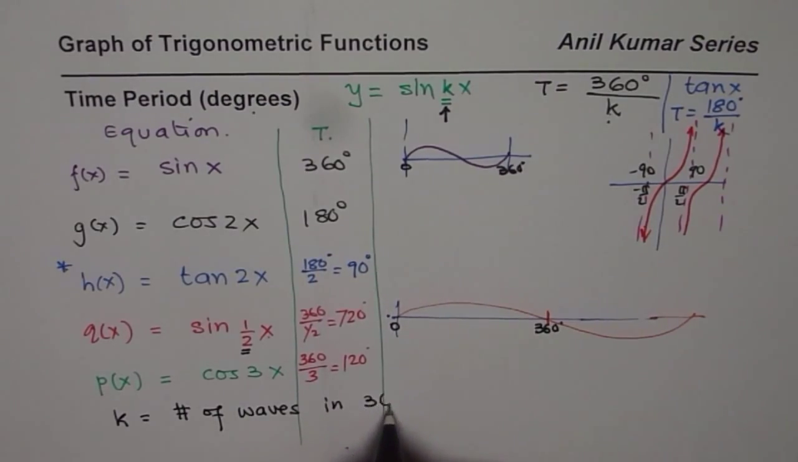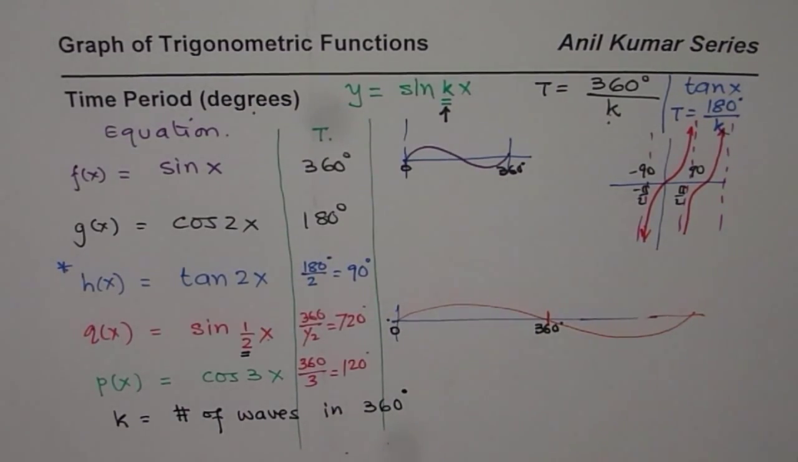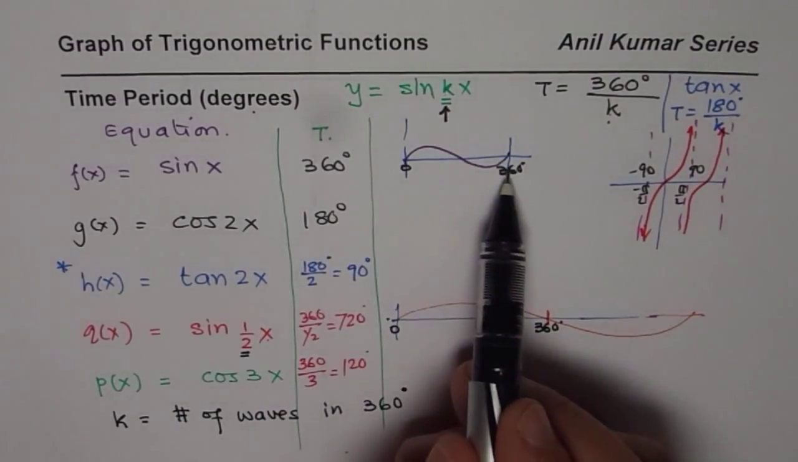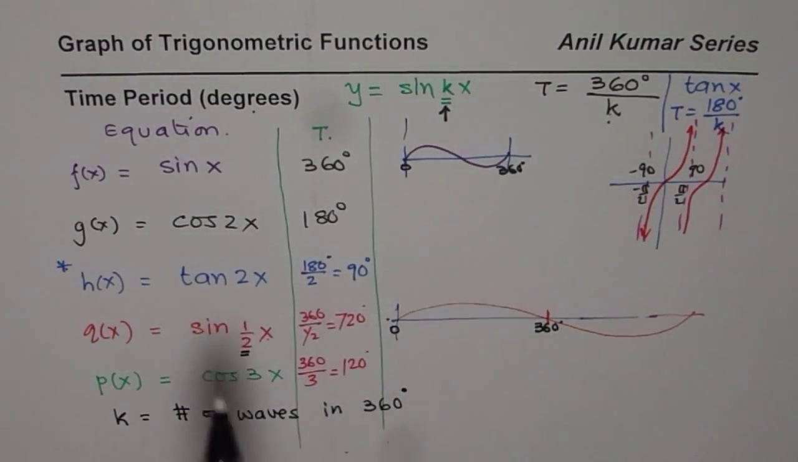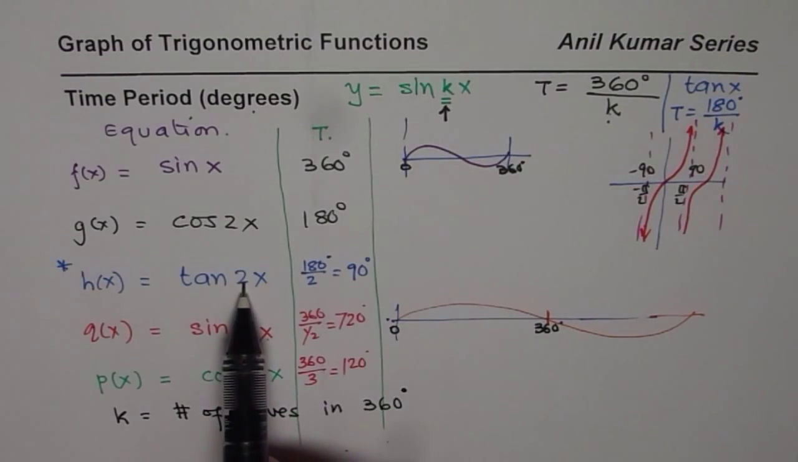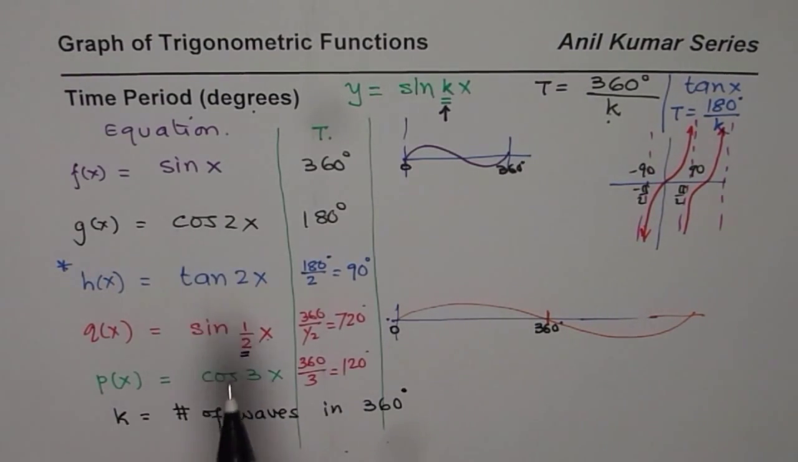in 360 degrees. So if K is 1, in 360 degrees we have one wave. If K is 2, we'll have two waves. For tan it is different, okay, we're talking about sine and cos. For sine, if it is half, we'll have half the wave in 360 degrees, and for cosine, when 3 we say, we'll have 3 different waves in 360 degrees.